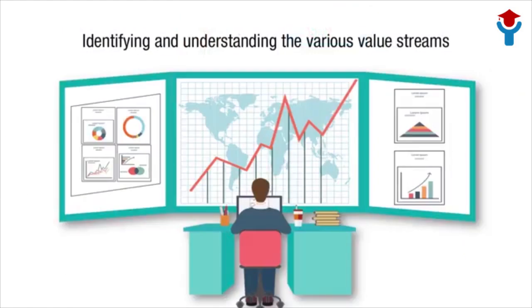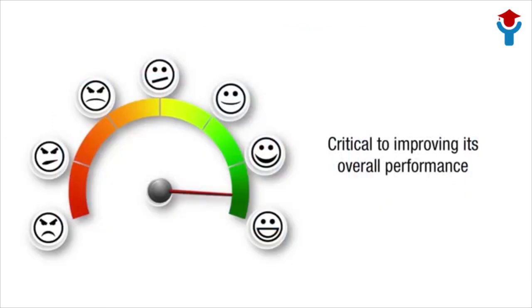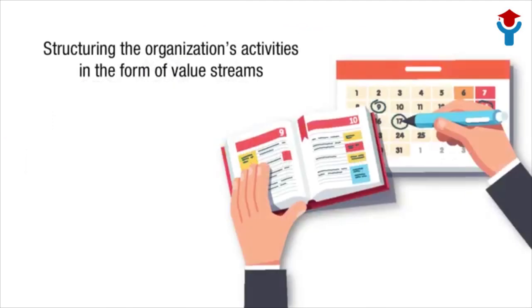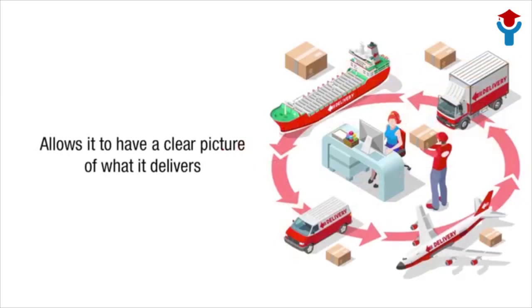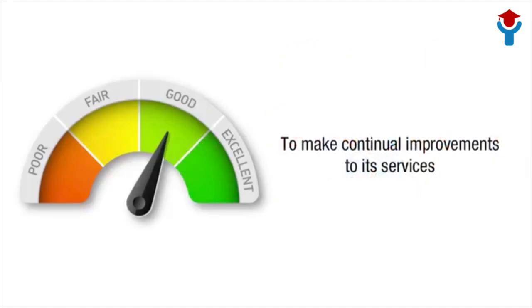Identifying and understanding the various value streams an organization has is critical to improving its overall performance. Structuring the organization's activities in the form of value streams allows it to have a clear picture of what it delivers and how, and to make continual improvements to its services.